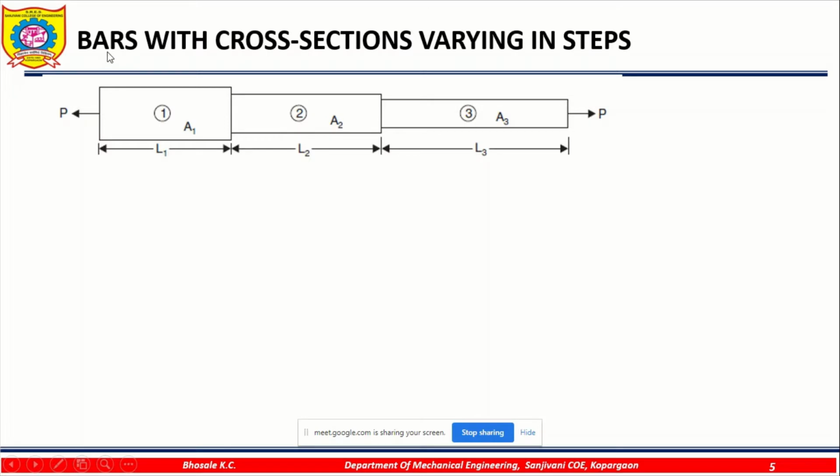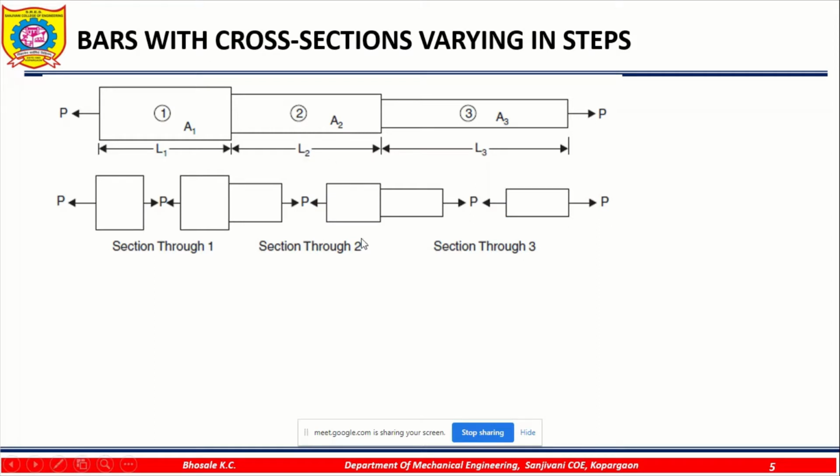So we'll solve a numerical. Suppose there is a bar having different cross sections. The first part has area A1 and length L1. The second part has area A2 and length L2. The third part has area A3 and length L3. And then we apply the load at both the ends. P is the tensile load applied on that bar. In that case we have to find out the total change in length, and from that change in length we can also find out the stresses.